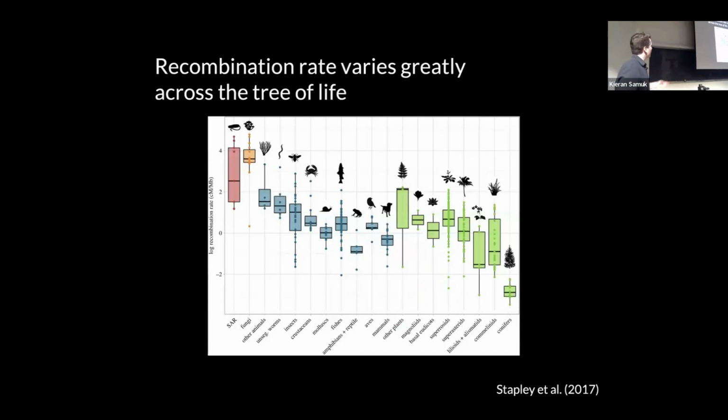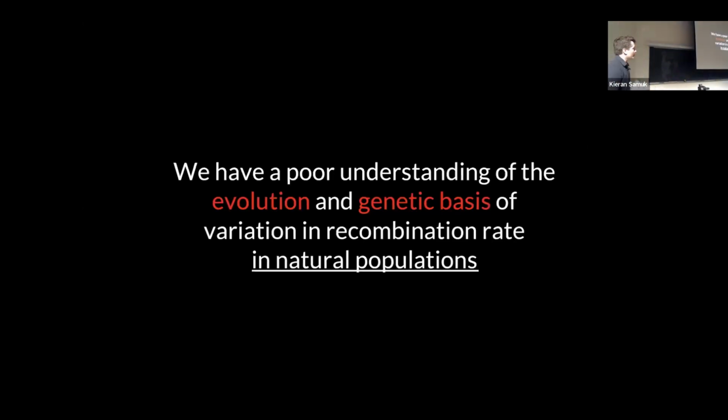Okay, so just to remind you guys, call back to this figure here. We know that recombination rate varies at all these interesting scales, but we have a really poor understanding of the evolutionary forces leading to this variation, as well as the genetic basis of those differences, especially in natural populations.